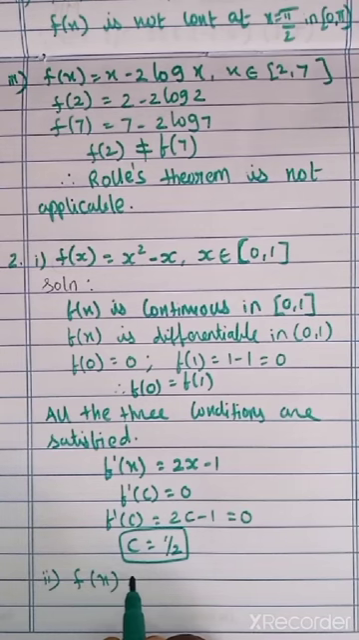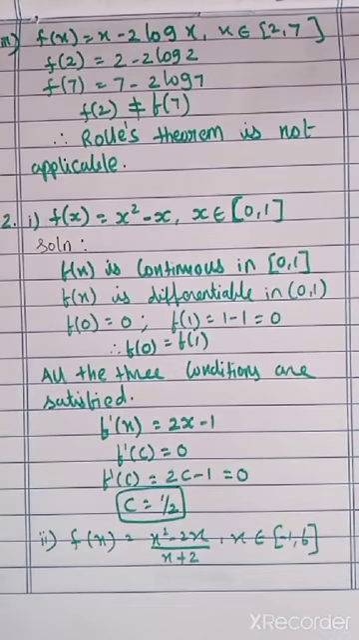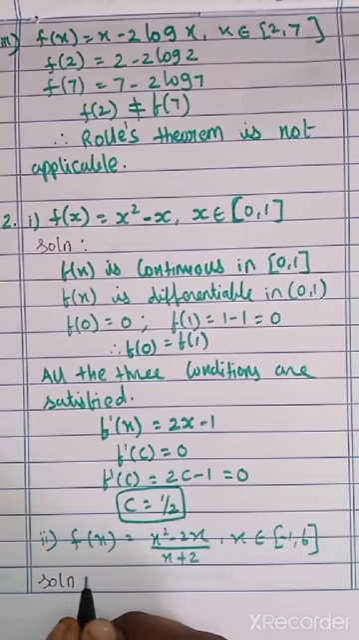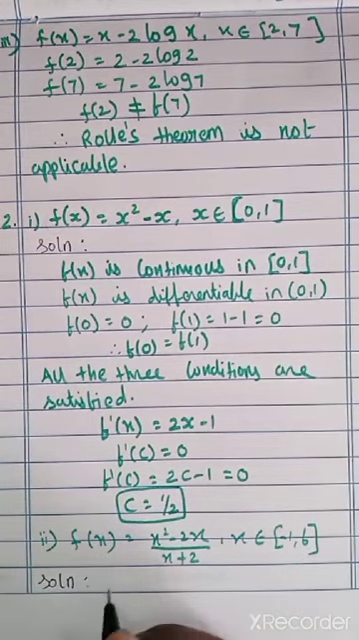f of x equal to x square minus 2x by x plus 2, where x belongs to minus 1 comma 6. Now what is the first step? We have to prove these three conditions: continuous, differentiable, f of a equal to f of b.